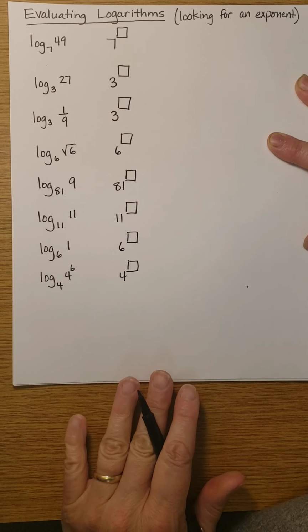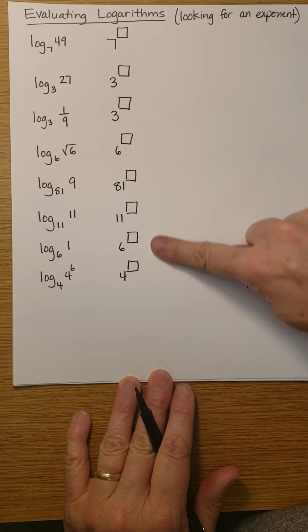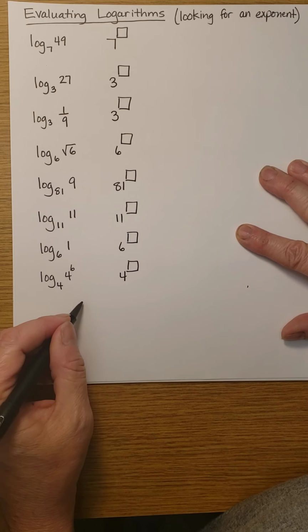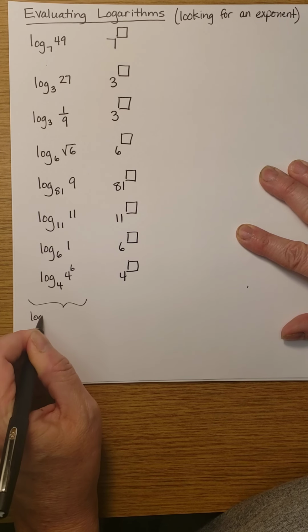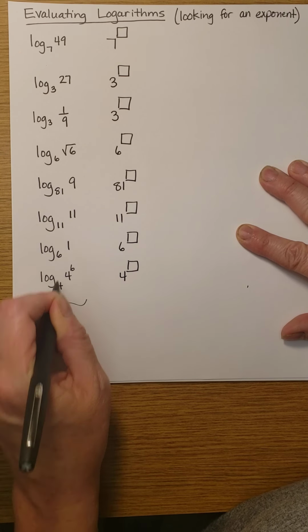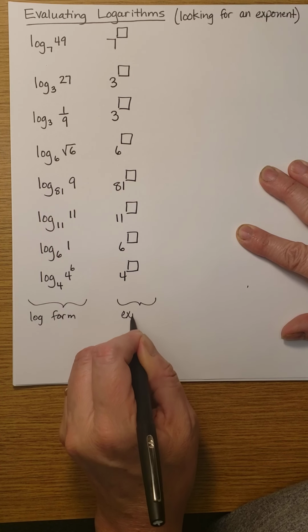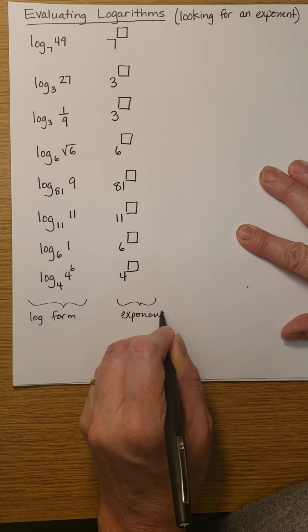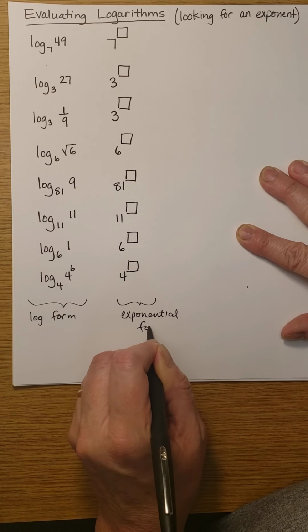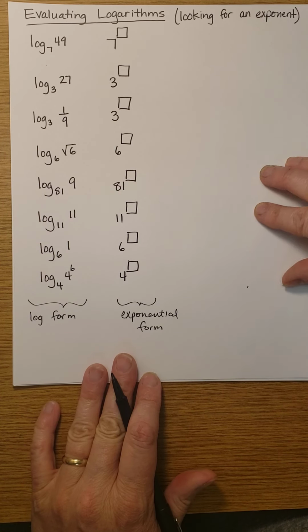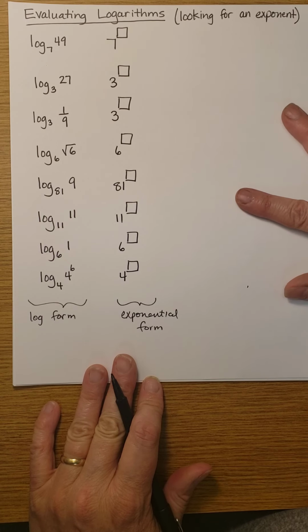these logarithms, okay? Now notice what I'm doing here. I'm putting it in exponential form. So this is log form, this column above here, and this column is exponential form. It helps us to put it in exponential form so we can then determine what that exponent has to be.